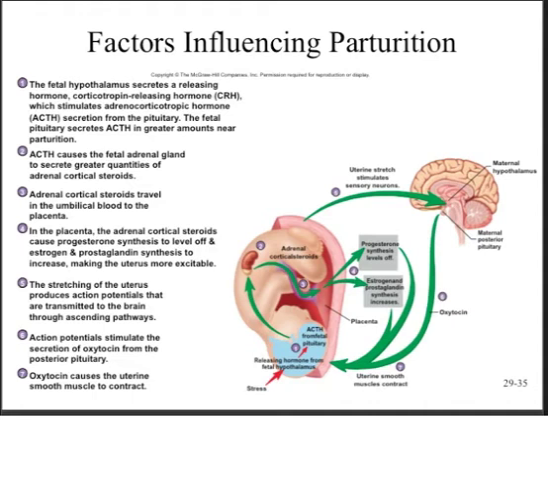What happens as a result is that the fetal adrenal glands generate large amounts of corticosteroids, which travel in the umbilicus to the placenta. And here, the adrenal corticosteroids cause progesterone synthesis to flatten, and estrogen and prostaglandin synthesis increases. The uterus, as a result, becomes more excitable.